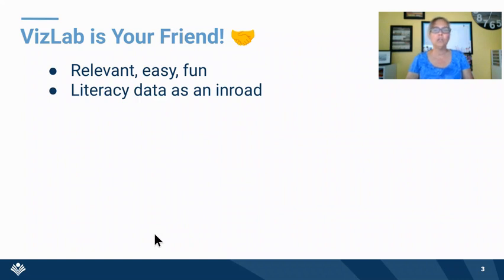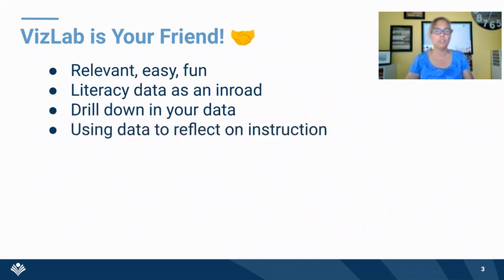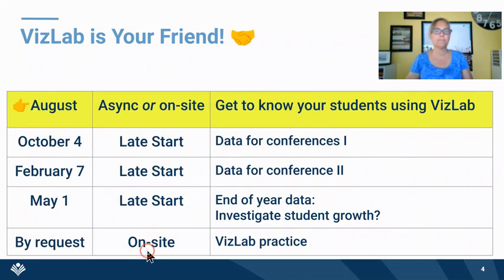We will primarily use literacy data as an example of what you can do with VizLab. We will focus on how to drill down in your data and get information you need about groups of students as well as individual students. Finally, you'll learn how to use the data to reflect on instruction. This gives you the agency to plan how your small groups will look and data to help you know what's working and what isn't working, and then make adjustments.